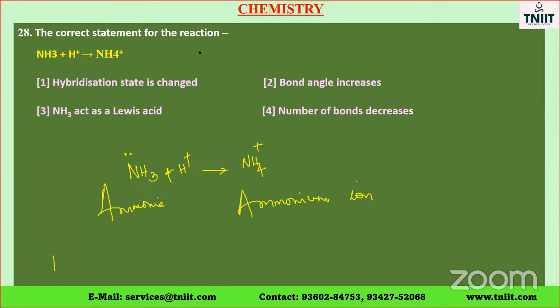Now, the correct statement for the reaction: hybridization state is changed, bond angle increases, ammonia acts as Lewis acid, number of bonds decreases. In ammonia, due to valence shell electron pair repulsion theory, the hybridization of nitrogen is sp3 and the bond angle is 107 degrees. In case of the ammonium ion, the hybridization still remains the same, sp3, but the bond angle is 109 degrees 5 minutes. So it is larger. NH4 plus has a higher bond angle compared to ammonia. So the correct statement is that the bond angle increases from 107 to 109 degrees 5 minutes. Therefore the answer is 2.